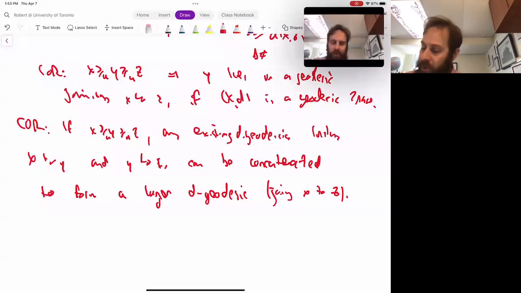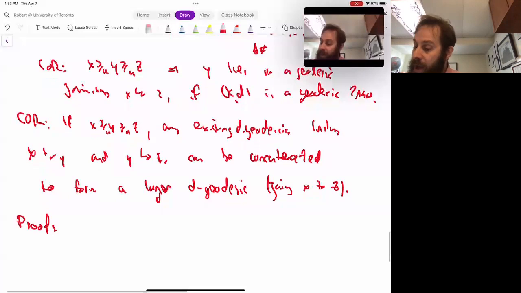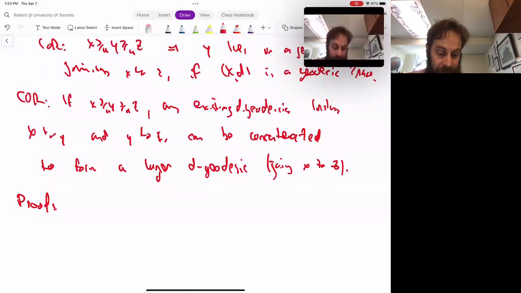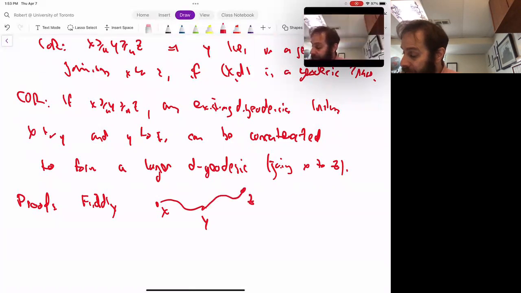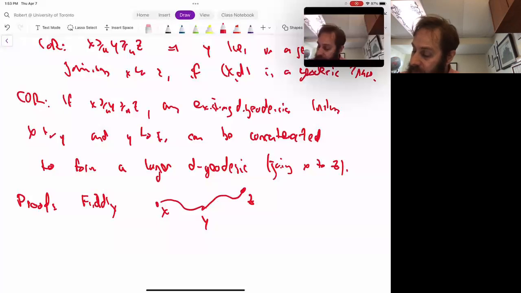And when you try to prove this corollary, it's a little bit fiddly. So let me not try to prove it, let me do a special case. You know, the picture is I have a geodesic joining x to y and another geodesic joining y to z, and I want to know that I can concatenate them. It's fiddly in general, so let's focus on midpoints, and we'll show the midpoint case at least.